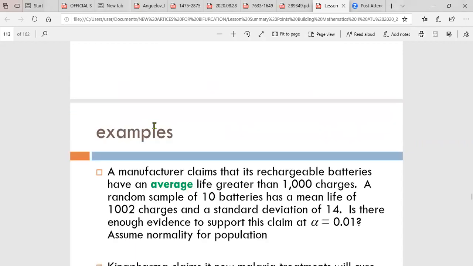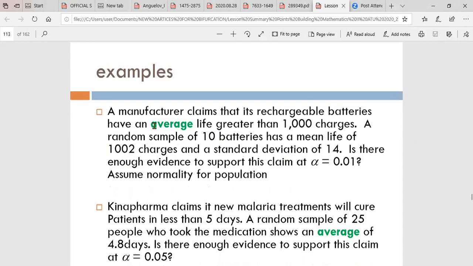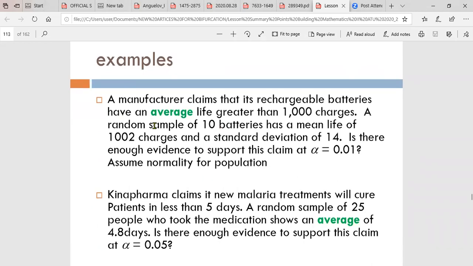Now, examples of such claims will be the manufacturer claims that its rechargeable batteries have an average life greater than 1,000 charges. So this battery could be Energizer or could be any type of battery at all. But they make a claim that at least when you purchase my battery, you have about 3 years warranty or about 1,000 charges on the battery. You usually see this on the phone batteries. They tell you, well, we have about 35,000 charges, which means you don't need to charge it per day.